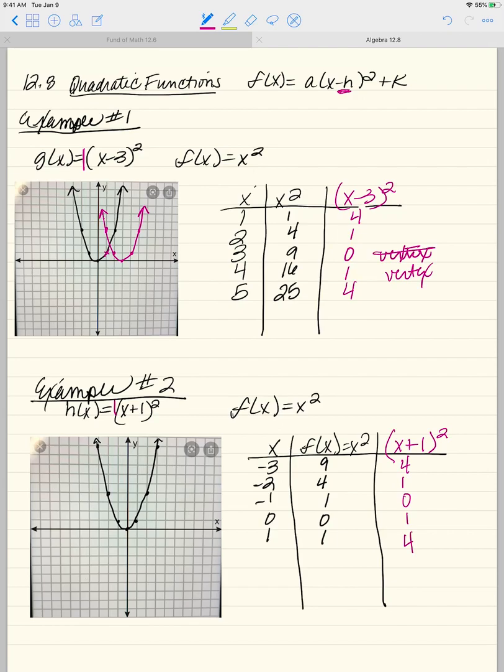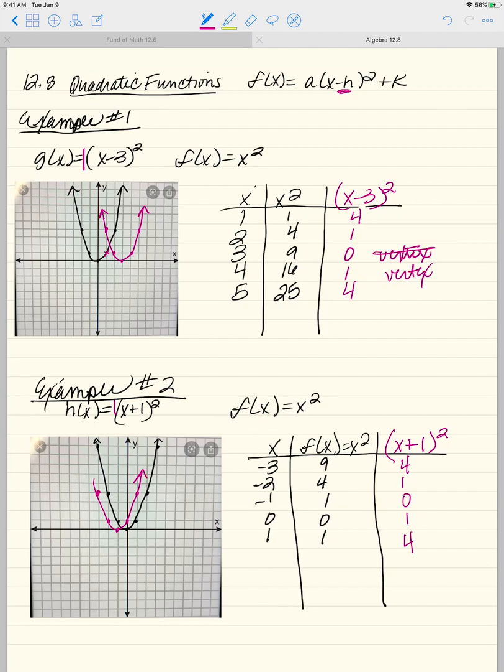Okay, so here is negative 3, 4. Negative 2, 1. Negative 1, 0. Then we get 0, 1. And we get 1, 4.